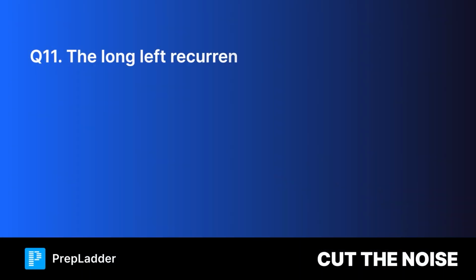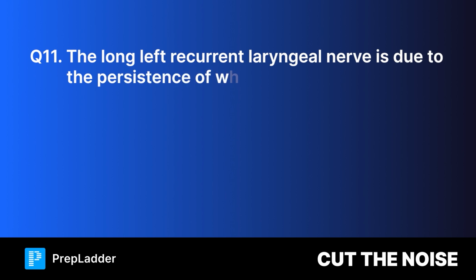Question 11. The long left recurrent laryngeal nerve is due to the persistence of which arch artery? Your options are.